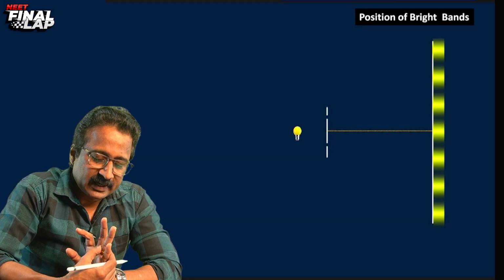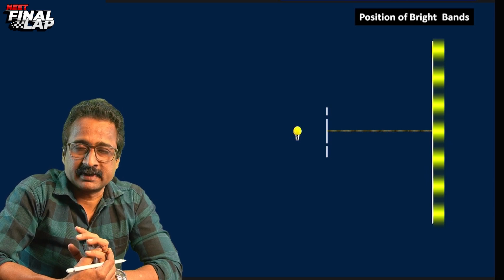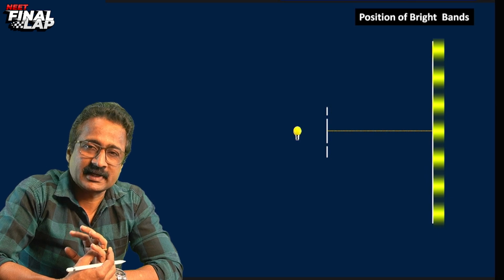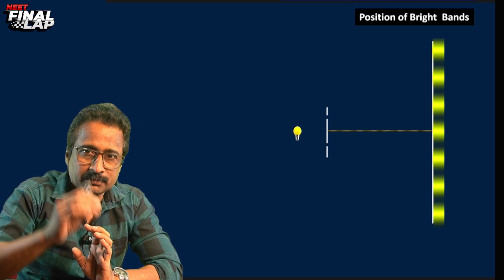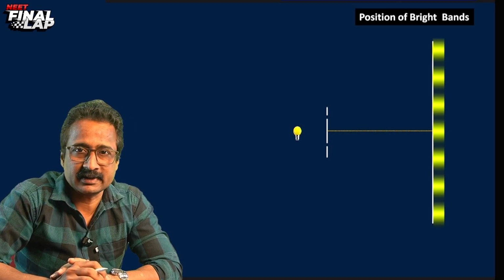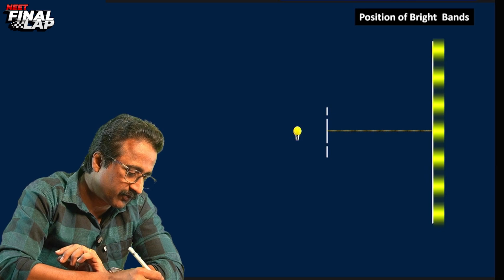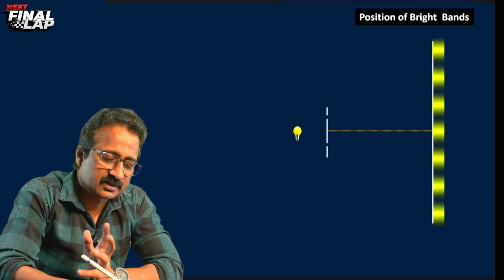Now, making use of the idea of path difference, we can find exactly the location of bright bands and dark bands. Here we'll have to skip certain derivations to save time. I'll just give you some equations required to determine the position of a certain bright band. Example, this is a YDSE. You are required to find the distance or position of a certain bright band.